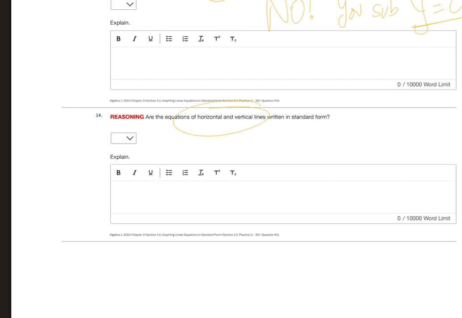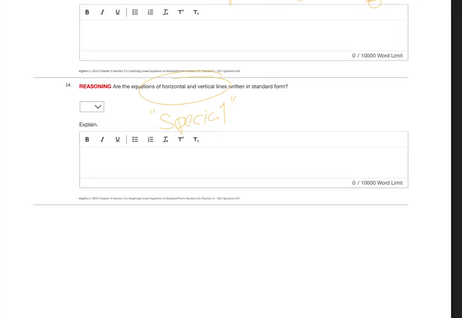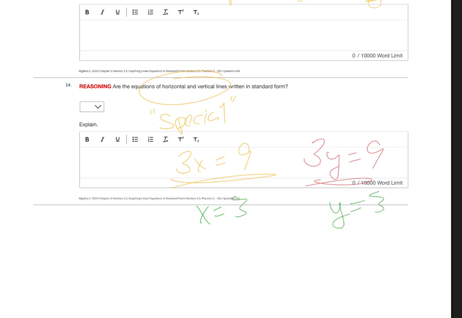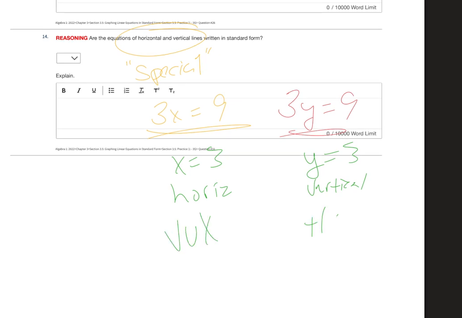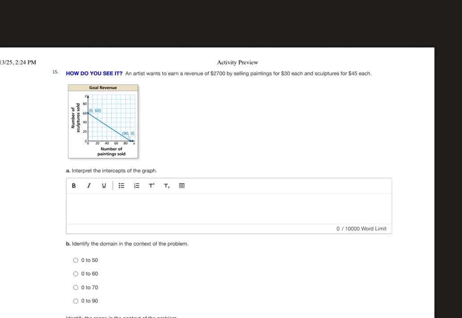Here's the thing. These guys are considered special, okay? They're special cases. So if you were to have 3x equals 9, that is a vertical line written in standard form. And then if you had a horizontal line, you could have 3y equals 9. Those would be in standard form. This would be x equals 3. This is y equals 3. Different lines, right? This one's horizontal. This one's vertical. Remember, it's Vux and Hoy. All right. How do you see it?